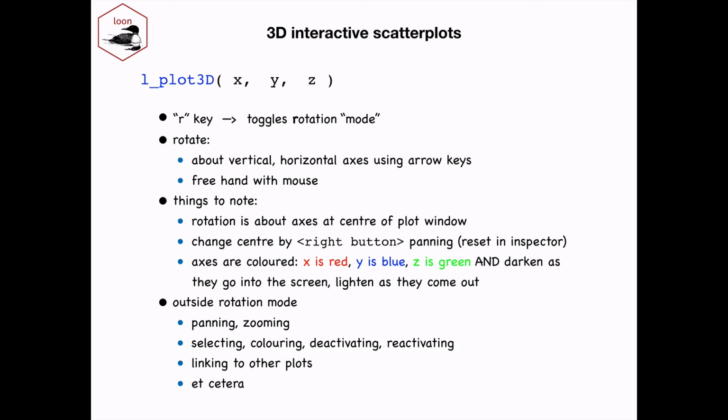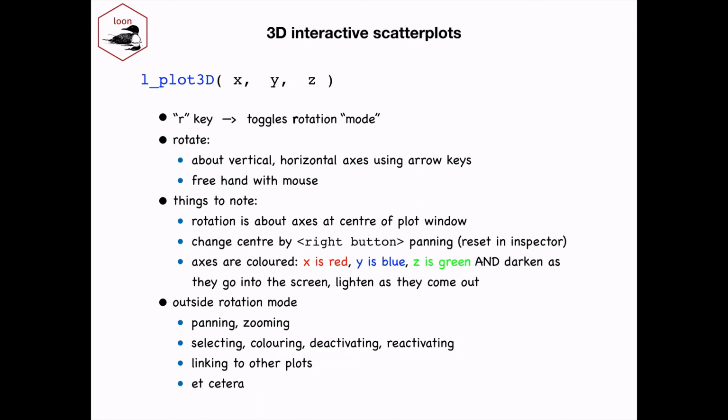The 3 axes themselves are colored to give you a clue as to which was which in the original coordinate system. So X will be red, Y will be blue, that's the horizontal and vertical in the original position, and Z will be green, which was orthogonal to the screen in the original position.